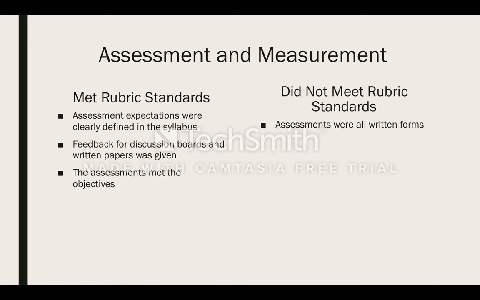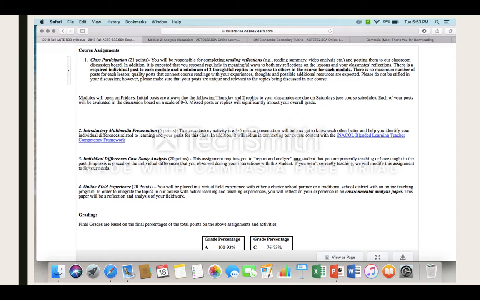Next is assessment and measurement. So the way it met the rubric standards was assessment expectations were clearly defined in the syllabus, feedback for discussion boards and written papers was given, and the assessments met the objectives. One thing I thought didn't meet the rubric standards was that the assessments were all in written form, except for the first introduction where we did a little multimedia. Most people did a PowerPoint for that. So here you have the course assignments, your expectations of how you will be assessed, and then exactly how many points you get are laid out right here.